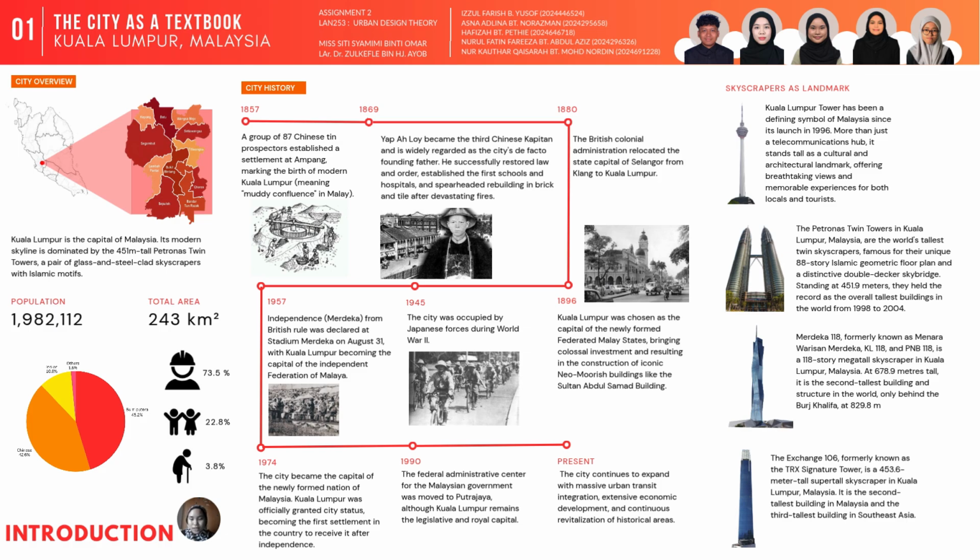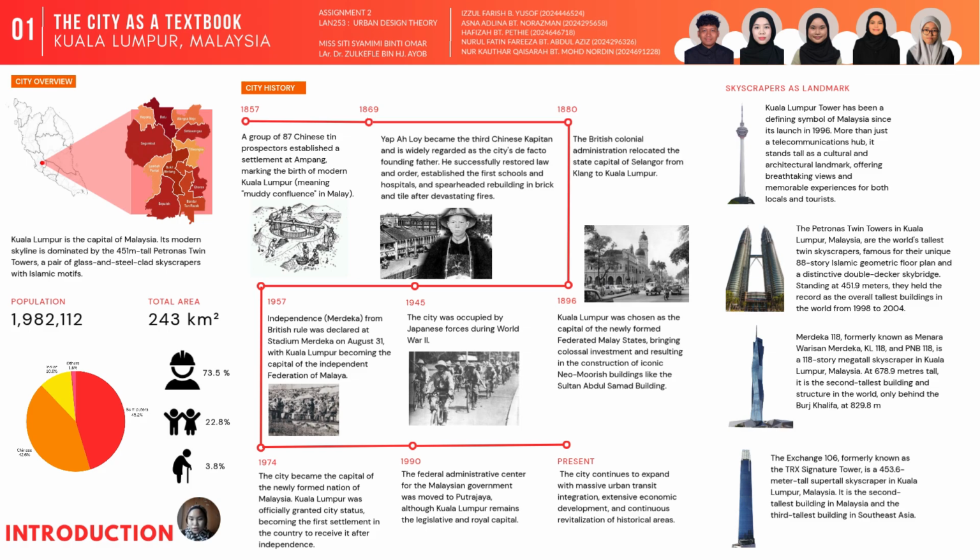This city is populated by around 1.9 million people that include the ethnicities of Bumiputra, Chinese, Indians, and others. This also includes various age groups of working adults, children, and the elderly. So the Kuala Lumpur city has a total area of 243 kilometers. So that's all for the introduction of Kuala Lumpur.